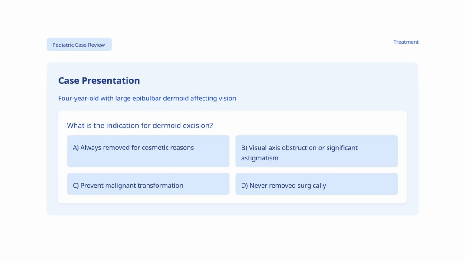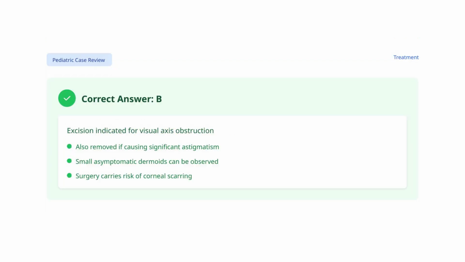A 4-year-old child has a large epibulbar dermoid affecting vision. The question asks, what is the indication for dermoid excision? Option A, always removed for cosmetic reasons. Option B, visual axis obstruction or significant astigmatism. Option C, prevent malignant transformation. Option D, never removed surgically. The correct answer is B.